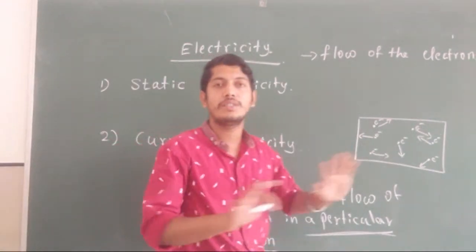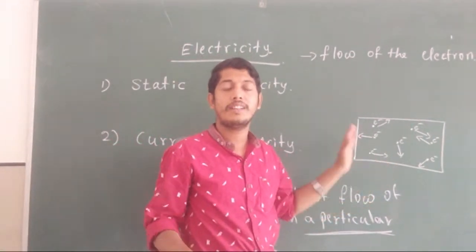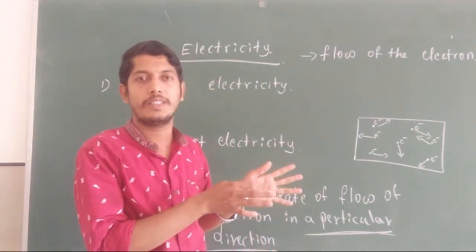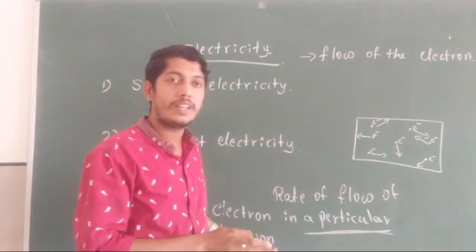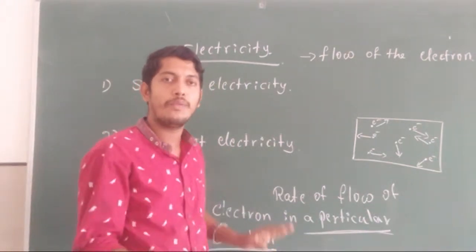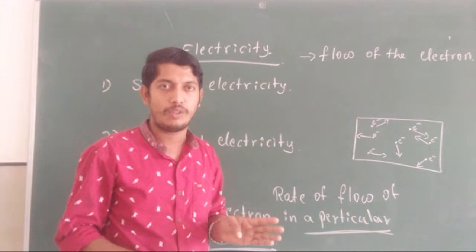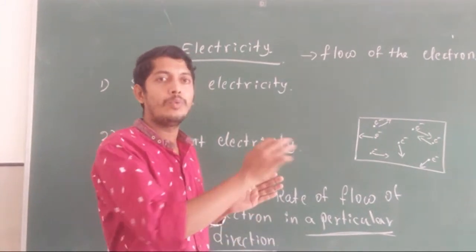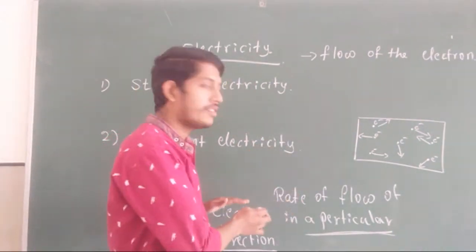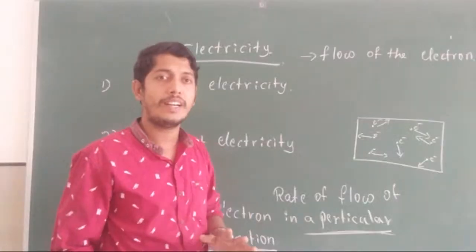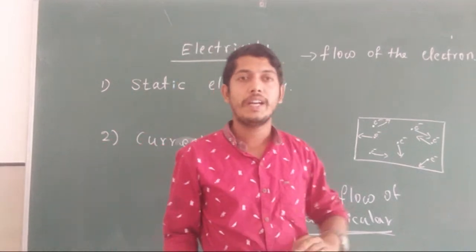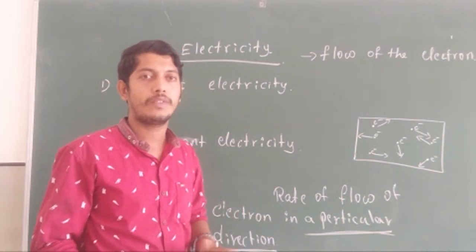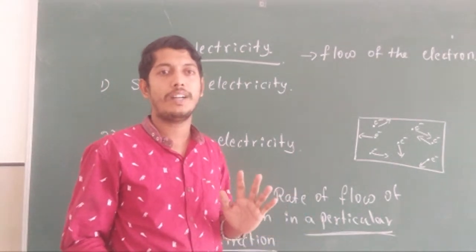So this does not constitute current, or electricity, because here no particular direction is present. For that we need a particular direction. For the production of electricity, first we need the outermost electron, and when it moves in a particular direction, then only electricity is produced. Therefore the definition of electricity is the rate of flow of electrons in a particular direction.